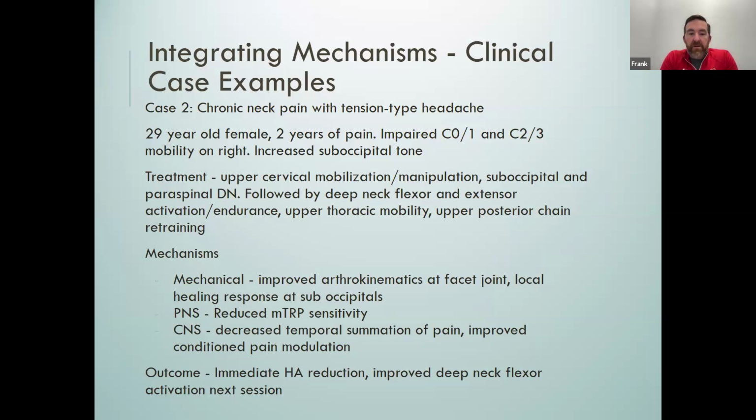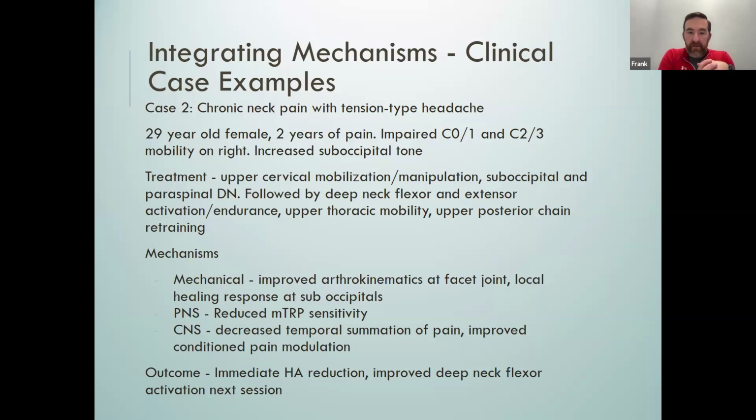Peripheral nervous system: we've got some reduced trigger point sensitivity. So those suboccipitals are really hot and tender, and after this treatment, that's been calmed down a bit. And then finally, centrally, we get decreased temporal summation of pain and improved conditioned pain modulation. So she might get some immediate pain reduction and improved deep neck flexor activation at the next session.